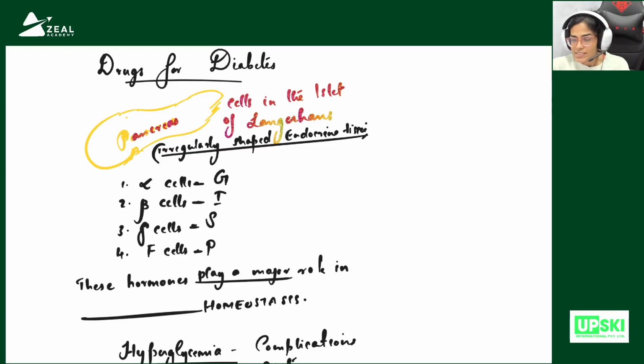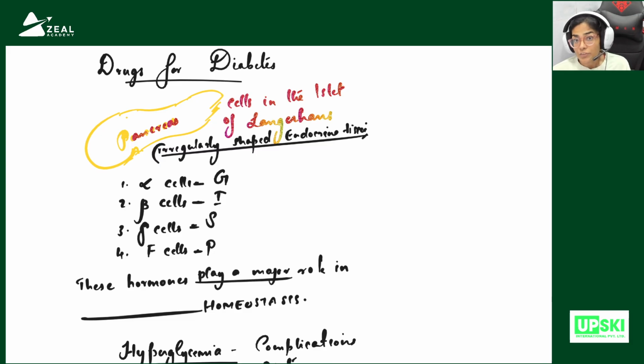Hello everyone. Today we're going to see drugs for diabetes part 1. Part 1 is all about the types of diabetes and oral hypoglycemic agents. In part 2 we will deal with insulin, the injectable preparations that could be used for diabetes mellitus.